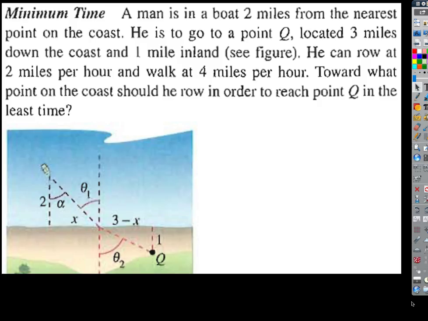So let's say that you've got a guy who is 2 miles from the nearest point on a coastline, and he has to get 3 miles down the coast and 1 mile inland. And he's in a boat, and he can travel in the boat at 2 miles per hour, and he can walk at 4 miles per hour. And so you'd want to figure out where does he aim to minimize his time, right? We could do this, right?